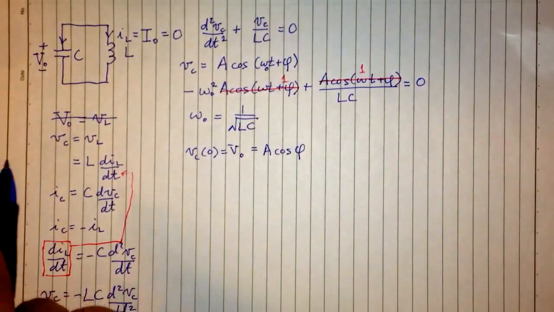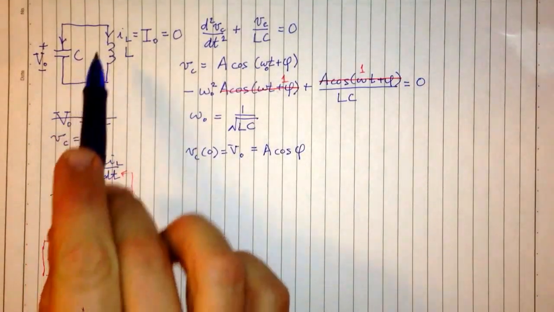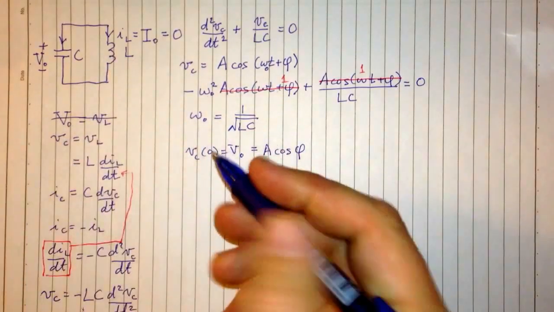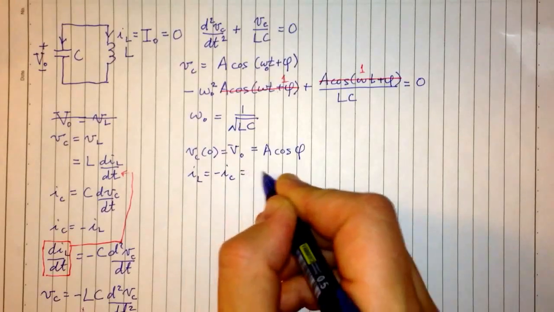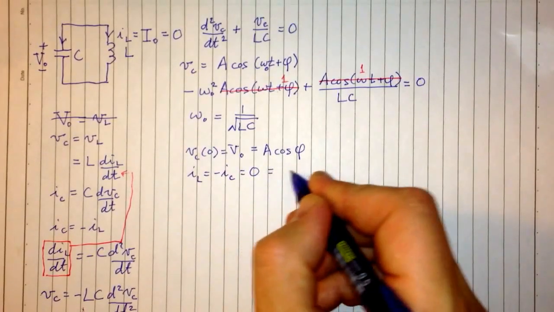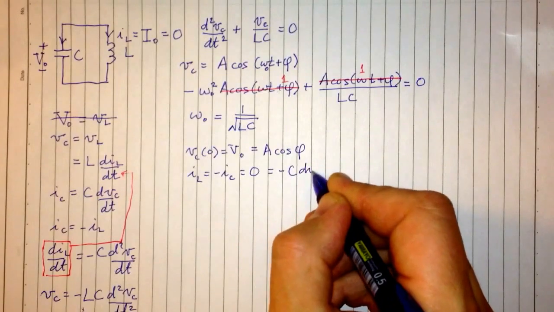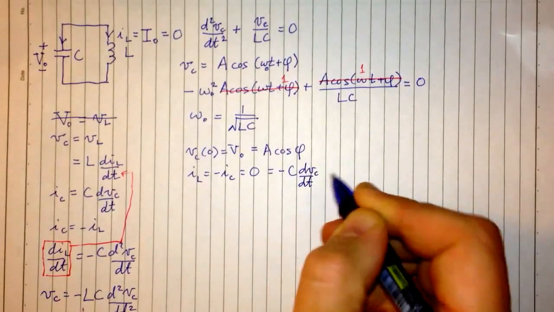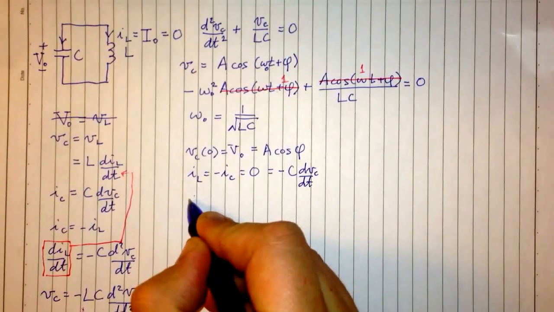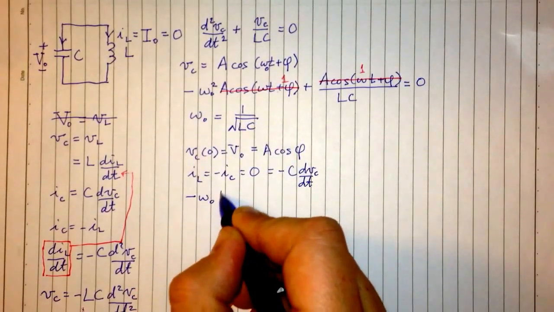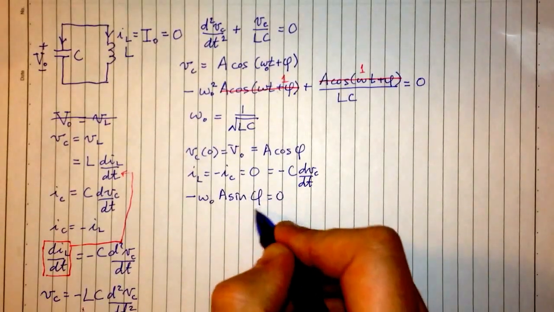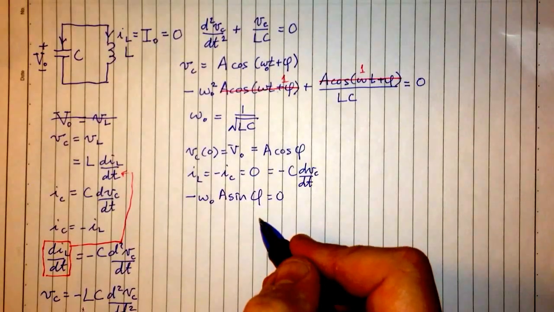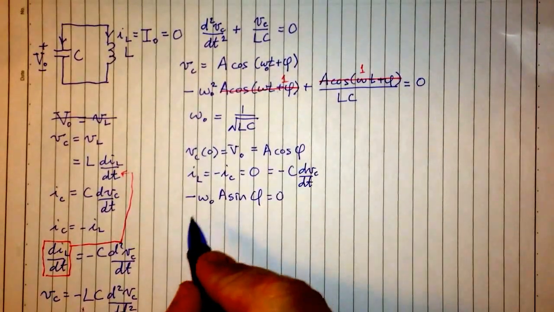The second boundary condition is a little trickier to see because it's not actually a boundary condition in the voltage, it's a boundary condition in the current. That IL, which you remember is minus IC, equals 0, but that's going to be equal to minus C dV dt. So that tells us that dV dt is 0. So if we take the derivative, we get minus omega naught A sine phi equals 0, substituted in for time equals 0 already.